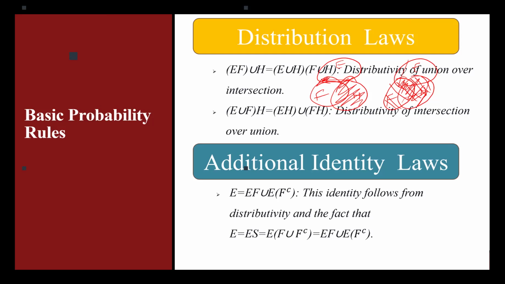We have an additional identity law that says basically any event E is the union of the intersection of our target event with an auxiliary event like F, with the intersection of E with the complement of F. We have event F to help us; it could be any event. The result is going to be E. Is that clear what I mean?